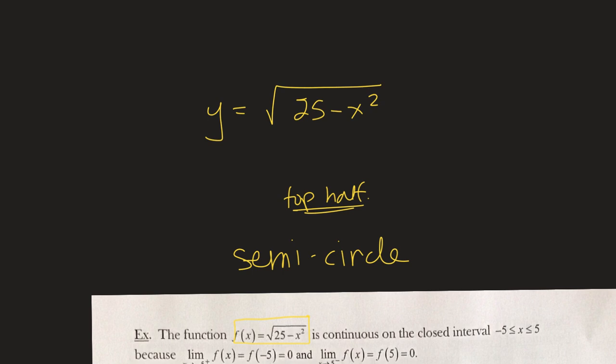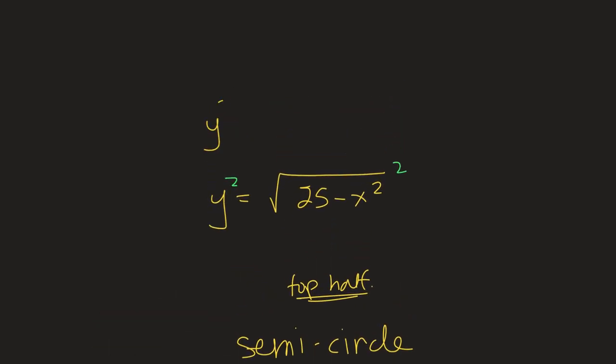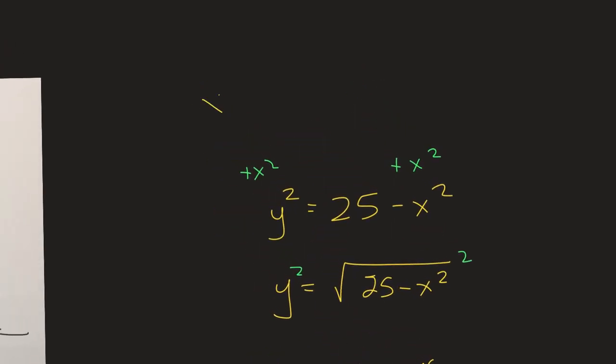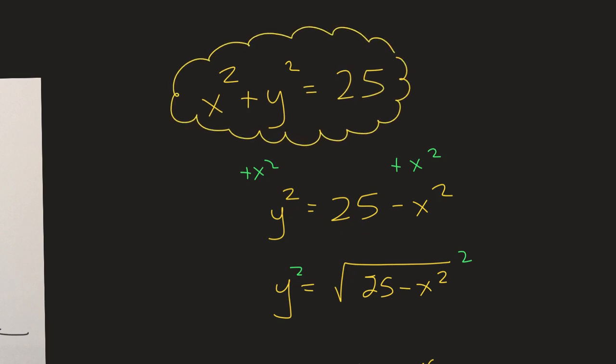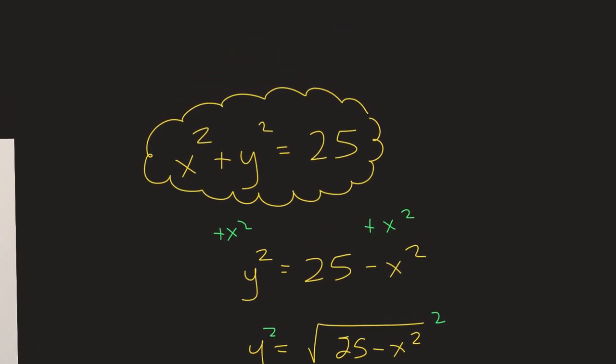Okay? If we were going to unsolve this, that means the first thing we would do is square both sides. Squaring both sides means we no longer have a radical. We have 25 minus x squared. And then our next step in unsolving would be to add x squared to both sides. And why would I do that? Well, most equations want both things on one side. x squared plus y squared equals 25. So if you remember anything about your conics, which I'm not saying that you do, so in case you don't, this is the equation for a circle centered at the origin.